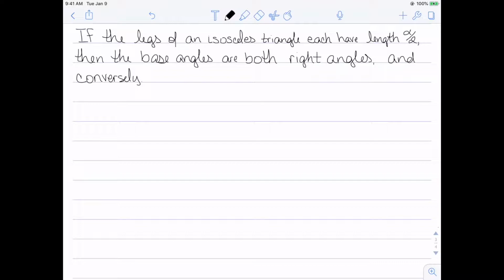My next result has something to do with triangles. If we know the legs of an isosceles triangle each have length alpha over 2, then the base angles are both right angles, and conversely.